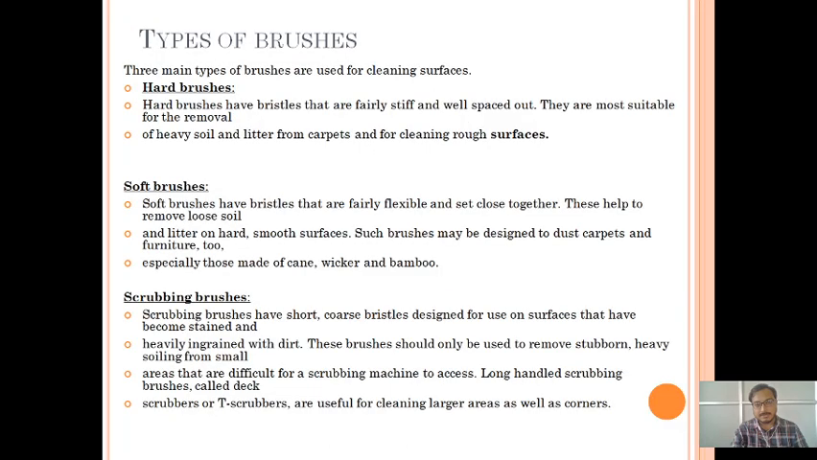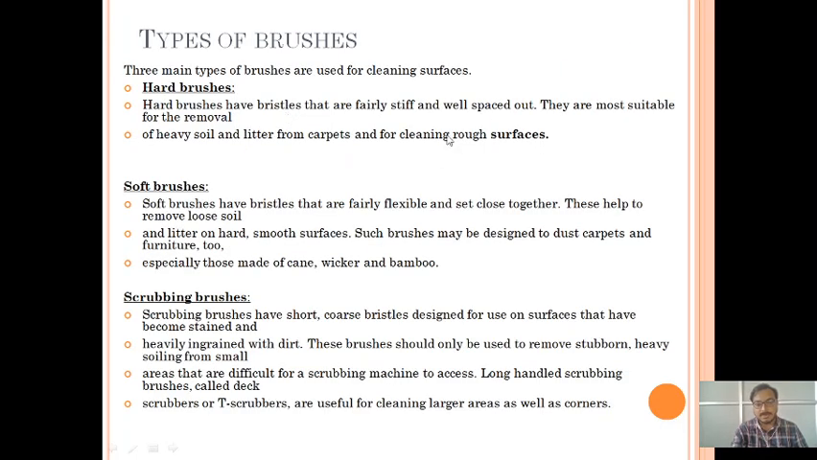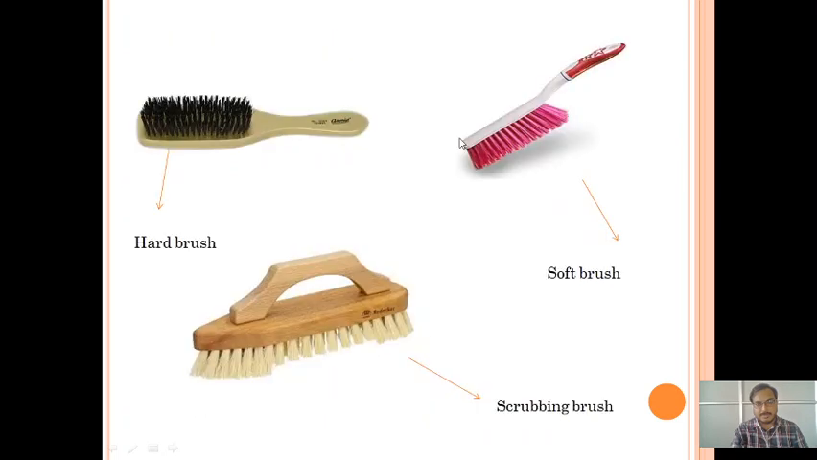After this, here come the different types of brushes. These were the parts of brushes. The types of brushes are like the hard brush. Hard brushes have bristles that are fairly stiff and well spaced out. They are most suitable for the removal of soil and litter from carpets and for cleaning rough surfaces. Here you can see a rough brush. From the bristles only you can identify what kind of brush it is.